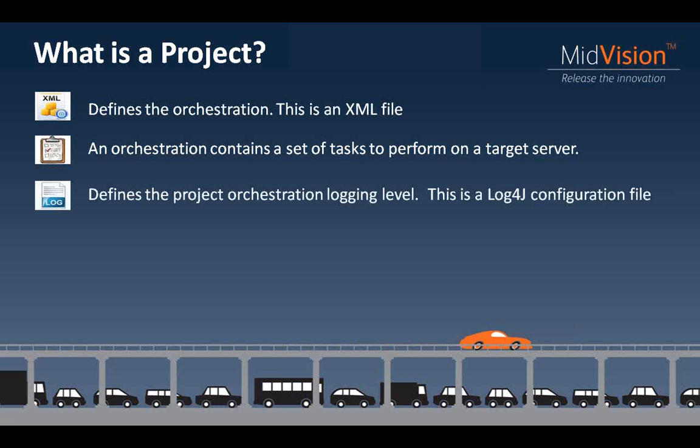There's also a log4j file. It's a standard Java log4j file. It's very simple to configure. And in there you can define the logging level. Typically, people will run in debug mode on the target servers, but you can set that to info if you want to, or trace, or whichever level you wish to use.